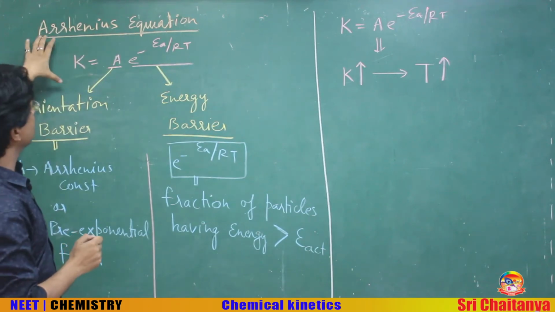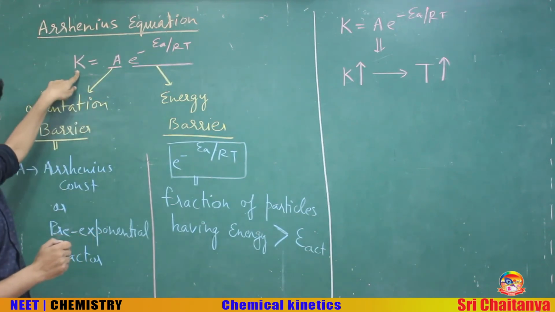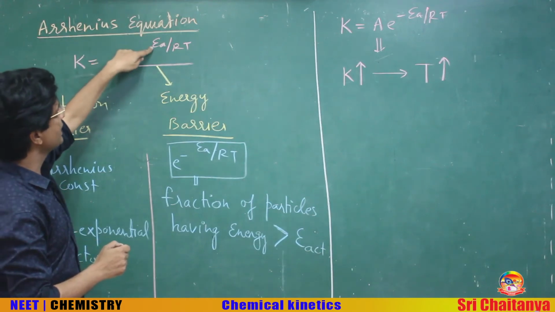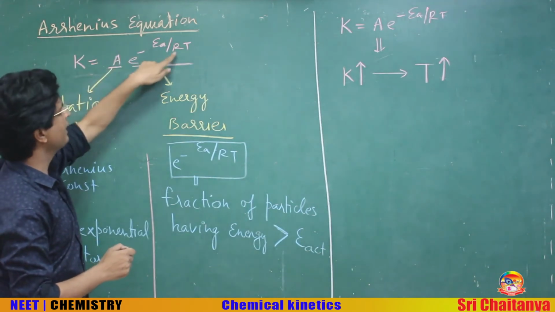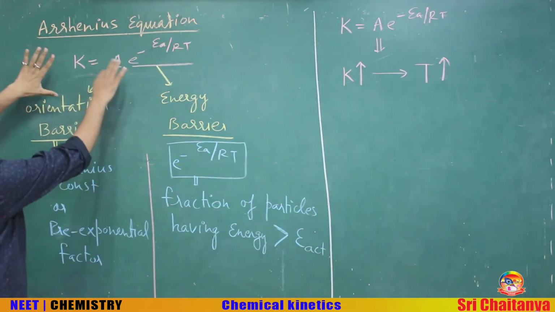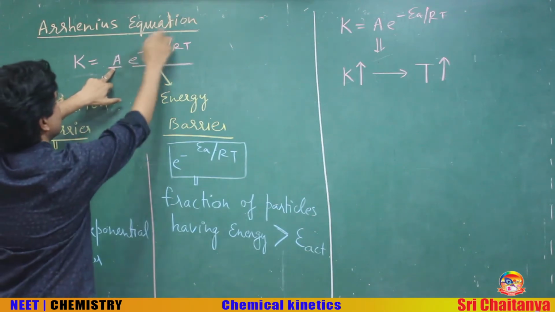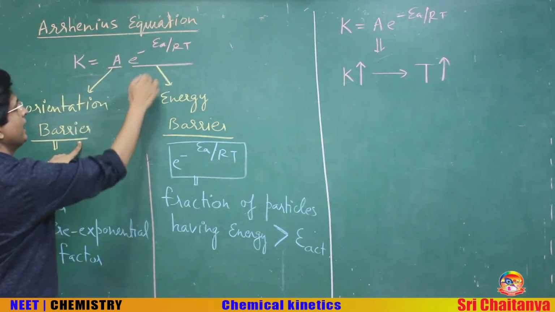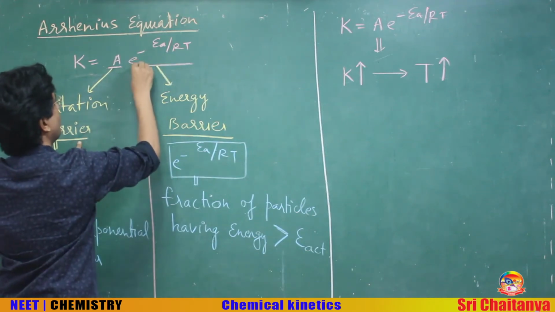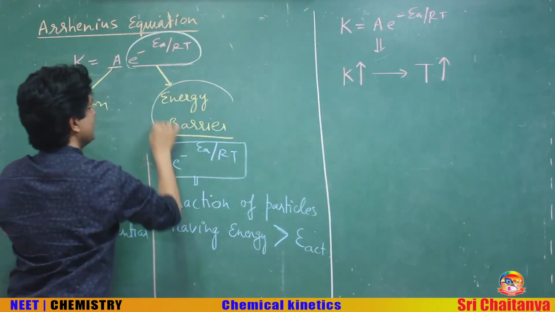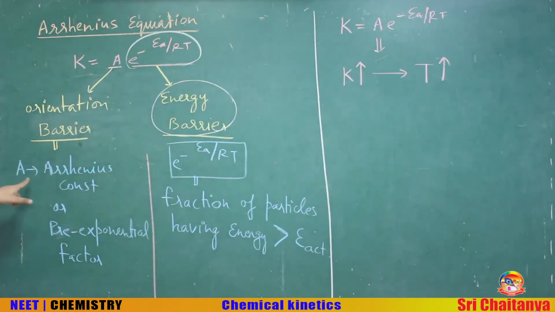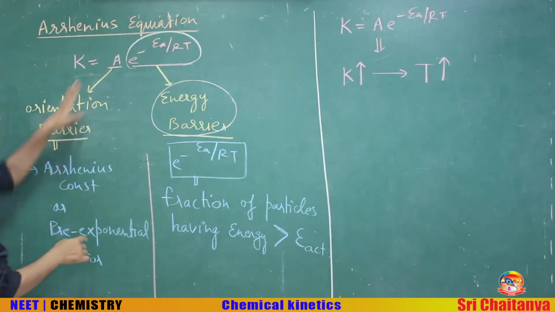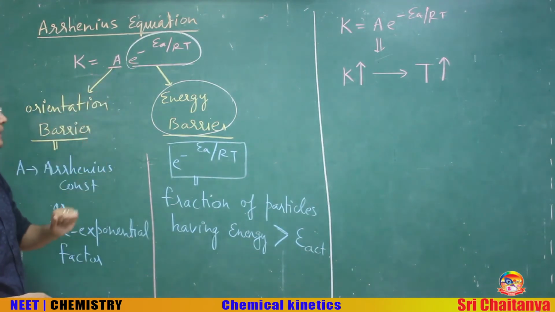He came up with a mathematical equation which said that rate constant K is equal to A e to the power of minus Ea divided by RT, where Ea is the energy of activation. So here there are two terms, A and this exponential term. This A is called the orientation barrier, and this exponential form is called the energy barrier. A is also called the Arrhenius constant or pre-exponential factor, because it comes before the exponent.